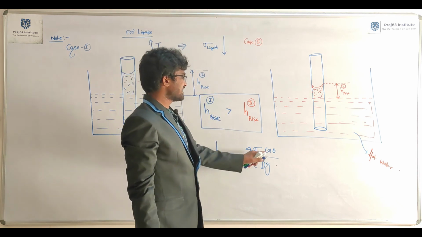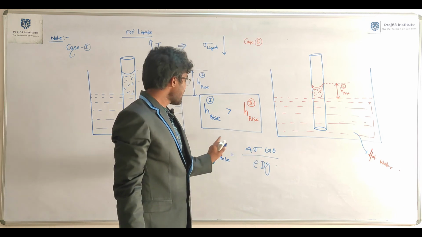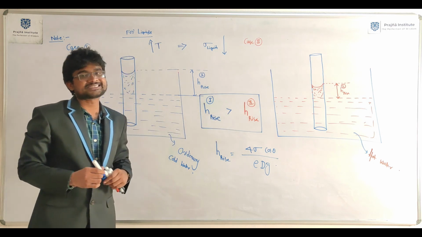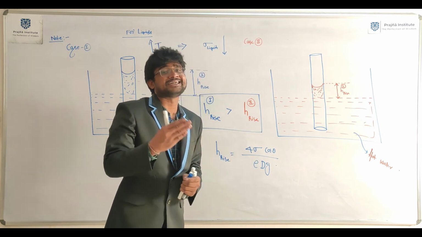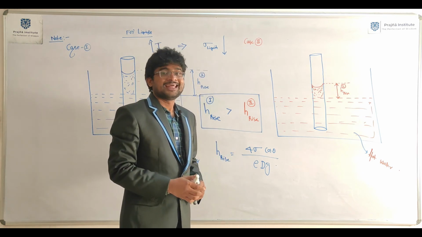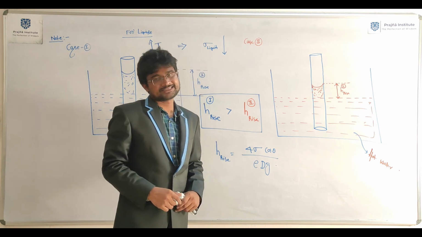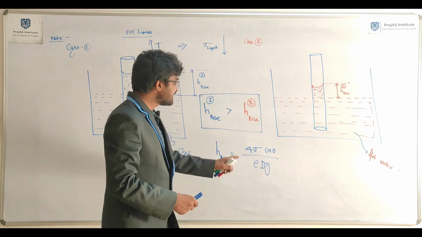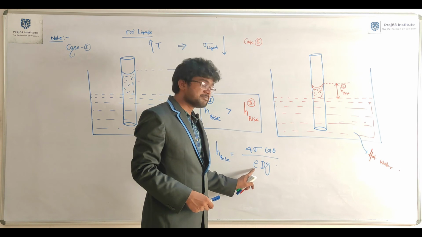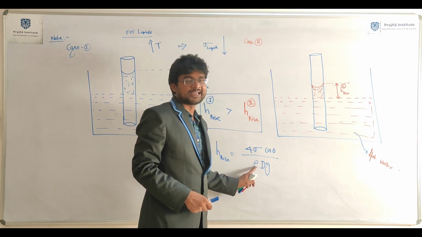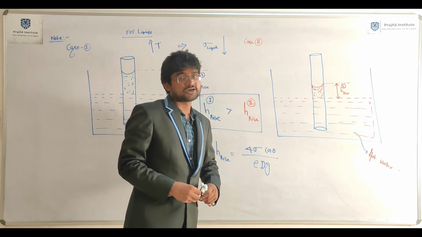Okay, temperature increases, then surface tension decreases, and H rise also decreases in the second case. So the effect of temperature on the density will be less compared to the effect of temperature on the surface tension. The decrement in the surface tension will be higher than the decrement of the density of the fluid. So you will see less change in the density of the fluid.